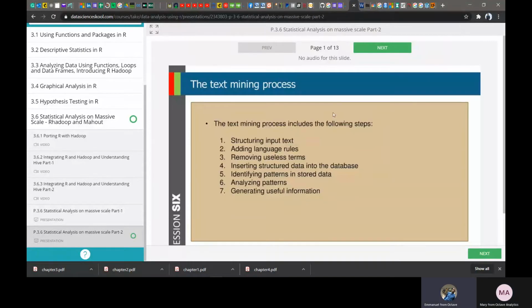Now, the text mining process includes the following steps: structuring input text, adding language rules, removing useless terms, some terms you don't necessarily use, then inserting the structured data into a database. After we've done that, you can start analyzing, like identifying patterns in the data stored in the database, then analyze the patterns to generate useful information.